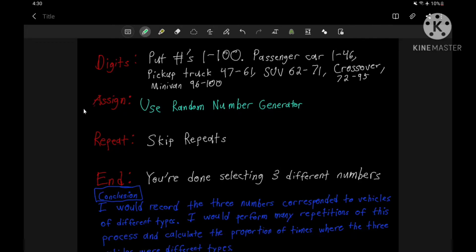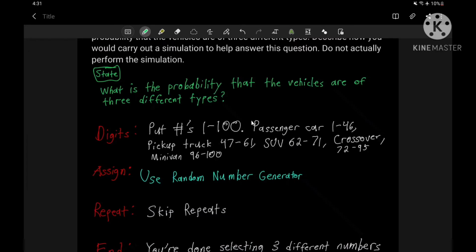Well, for assign, we're supposed to use a random number generator. You're supposed to generate from the range of 1 through 100, and it just randomly generates for you.